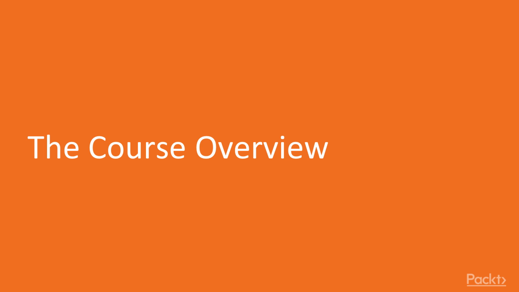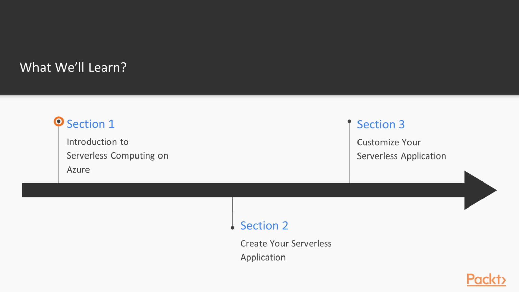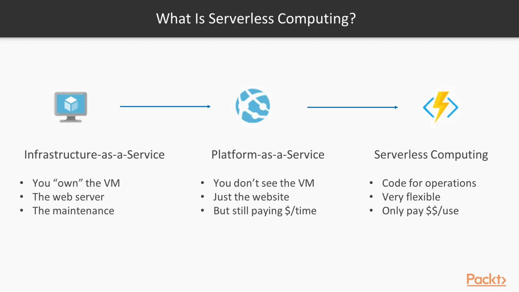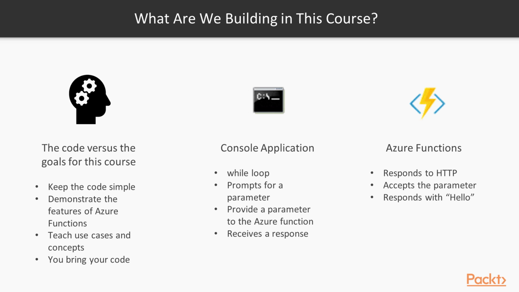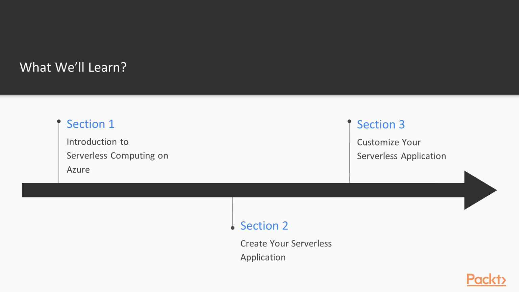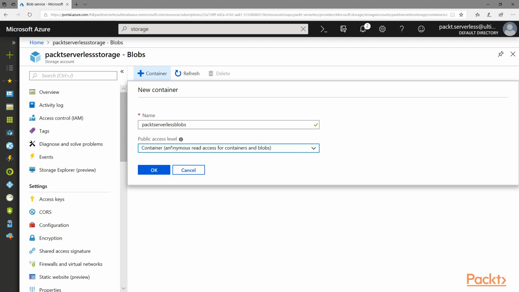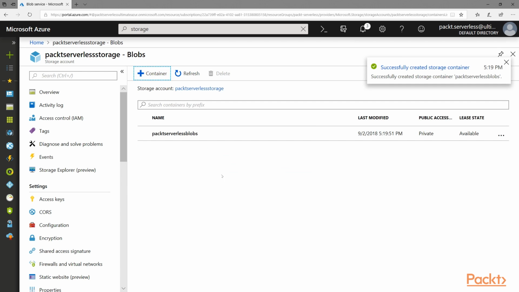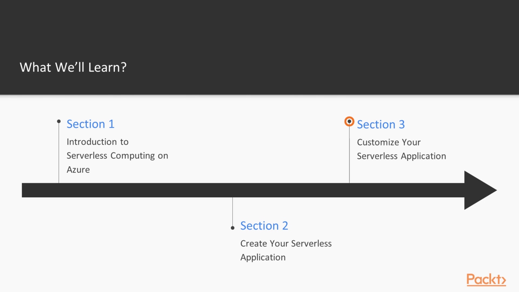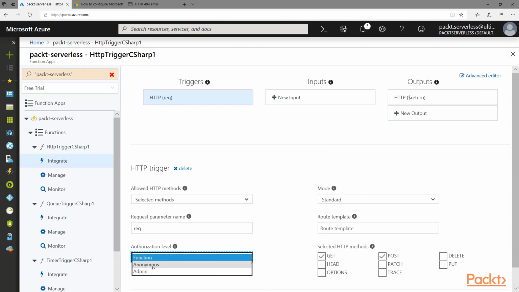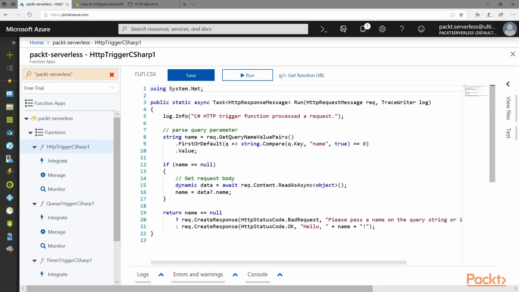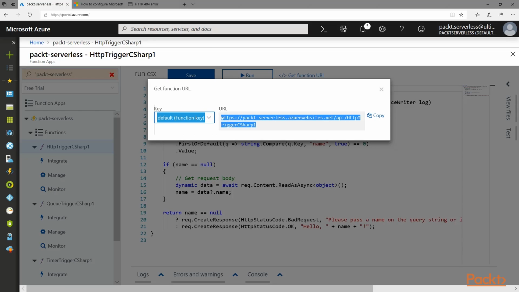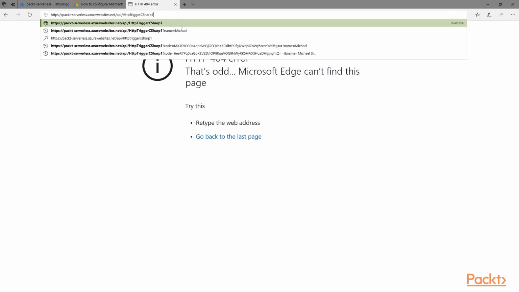In this course, I'm going to start with an introduction to serverless computing and talk about how Azure Functions helps us to create that serverless application. Then we're going to show you specifically how to create that serverless app. We'll customize that serverless application and show you how to do things like set the custom domain, enable SSL, and work with different application settings.